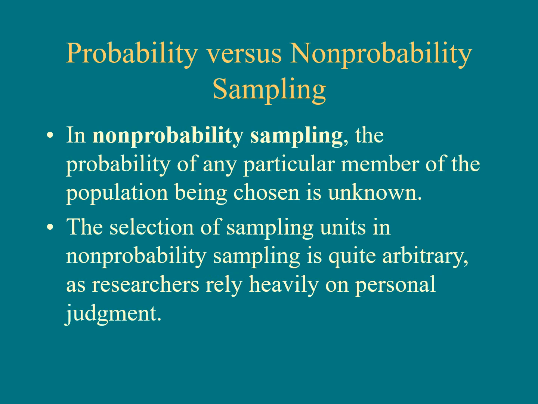Probability versus non-probability sampling. In non-probability sampling, the probability of any particular member of the population being chosen is unknown. The selection of sampling units in non-probability sampling is quite arbitrary, as researchers rely heavily on personal judgment.